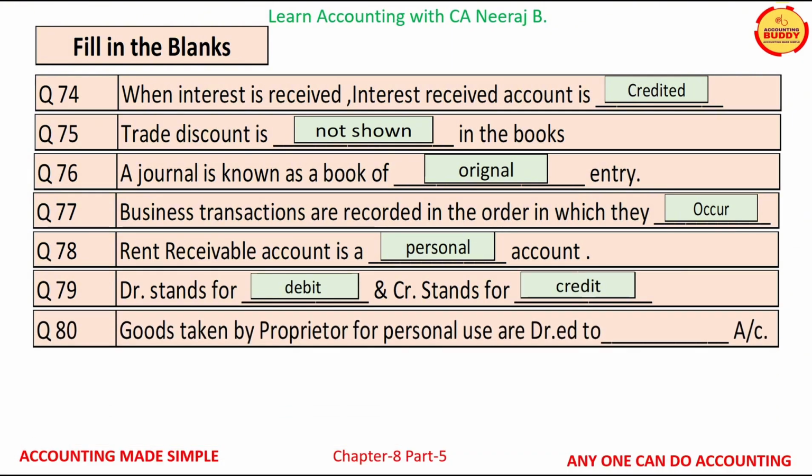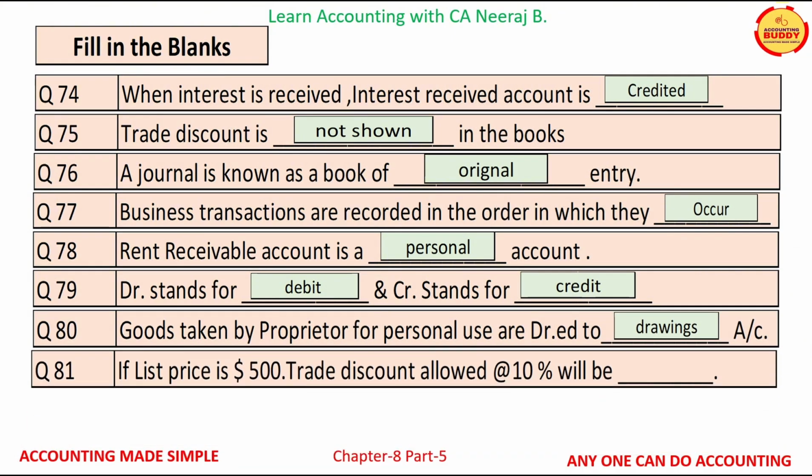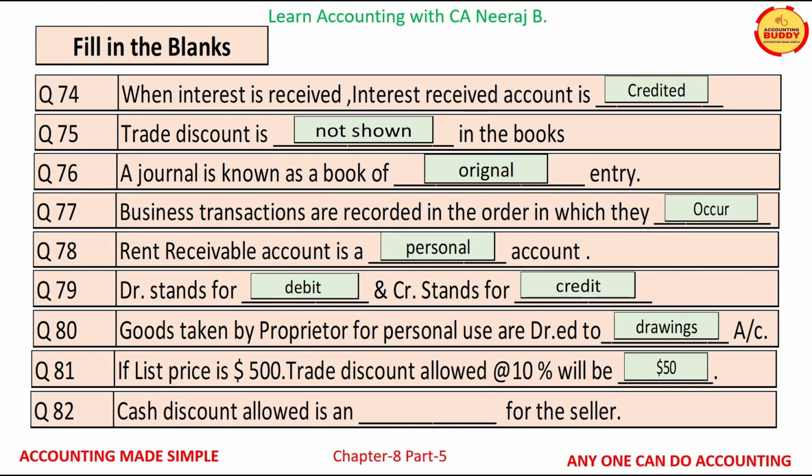Question number 80: goods taken by proprietor for personal use is debited to dash account. It is debited to drawings account. Question number 81: if list price is $500, trade discount allowed is 10%, it will be dash. It will be $50. Question number 82: cash discount is an dash for the seller. It is an expense for the seller.